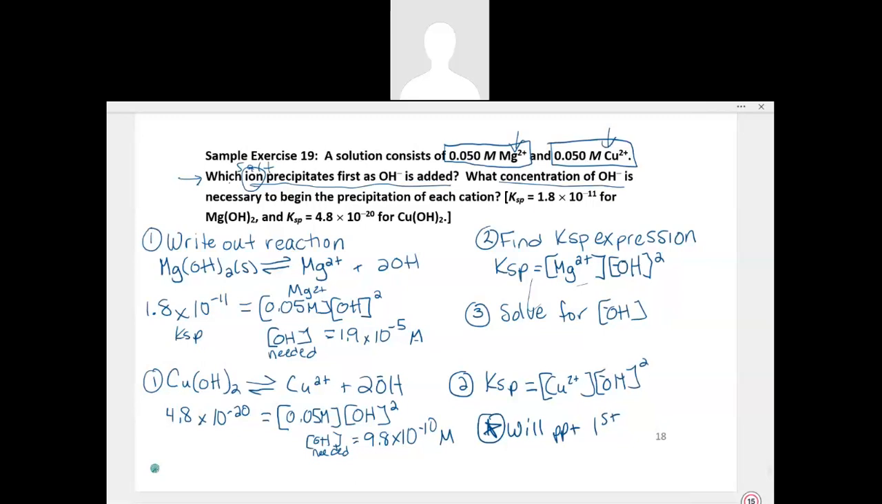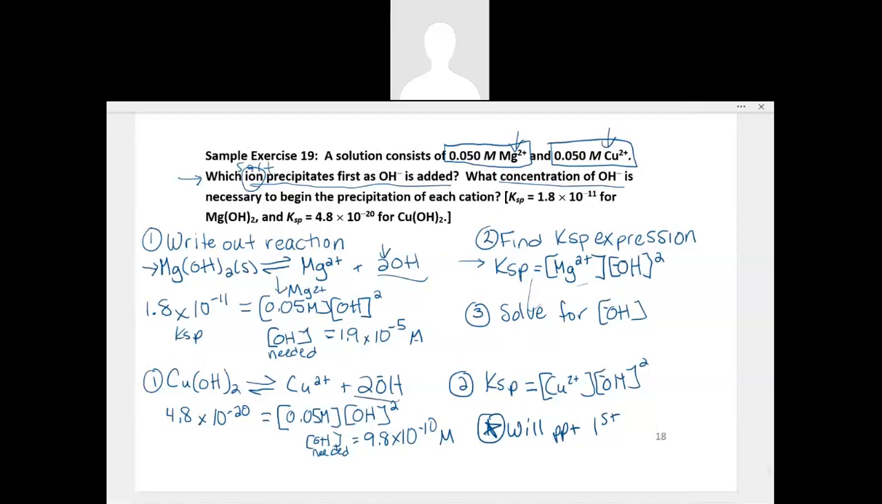So step 1, we'll write out our reaction. So we see our ionization of our magnesium. Step 2, find our KSP expression. So this is going to be the concentration of magnesium 2 plus times the concentration of hydroxide squared. Notice that in both of these equations, we're going to have 2 hydroxide ions in the dissociation, so both equations will have that exponent squared. So we'll set our KSP equal to our concentration of magnesium, so 0.05 times hydroxide squared.